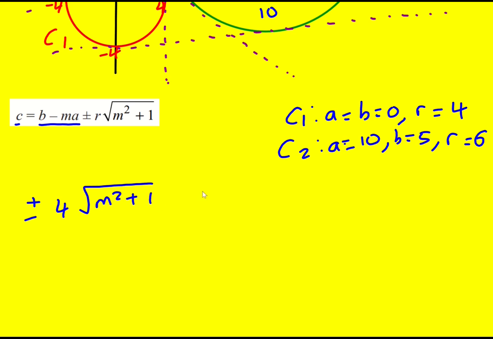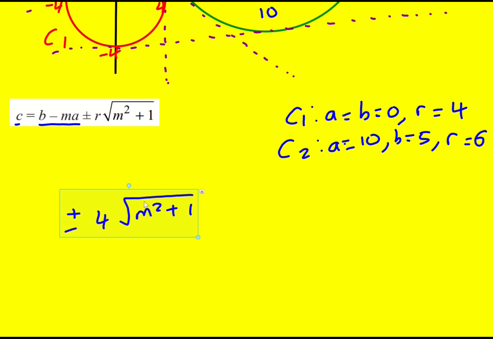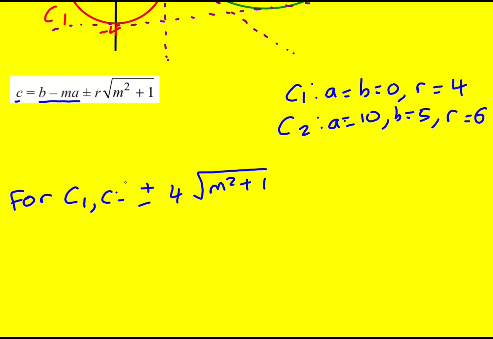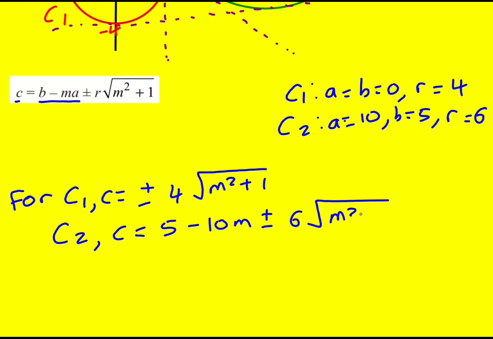Actually, do you know what? I'm going to take my time with this. So for C1, C equals plus or minus that. For C2, the same C is going to equal 5 minus 10m plus or minus 6 times the square root of m squared plus 1.